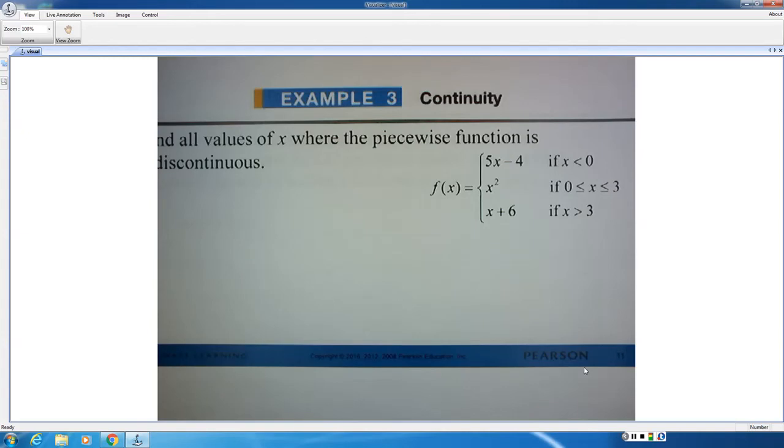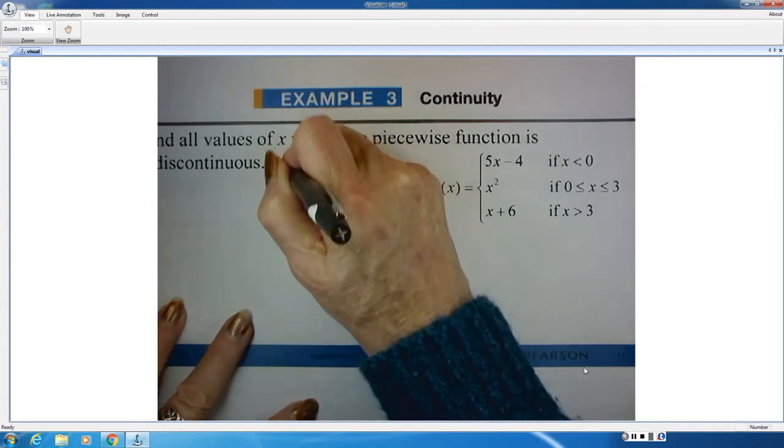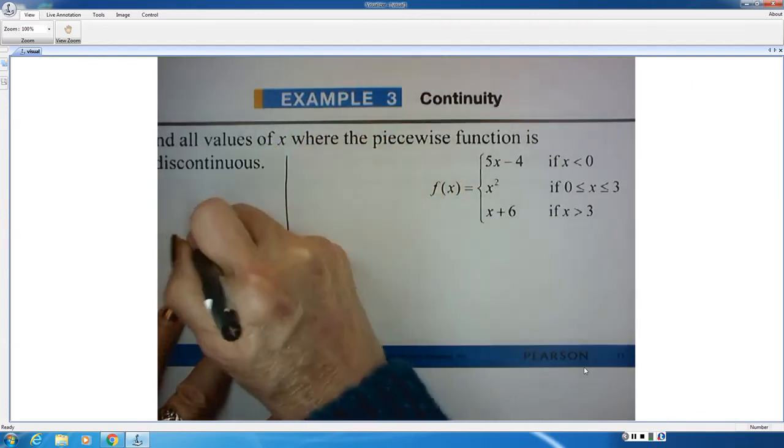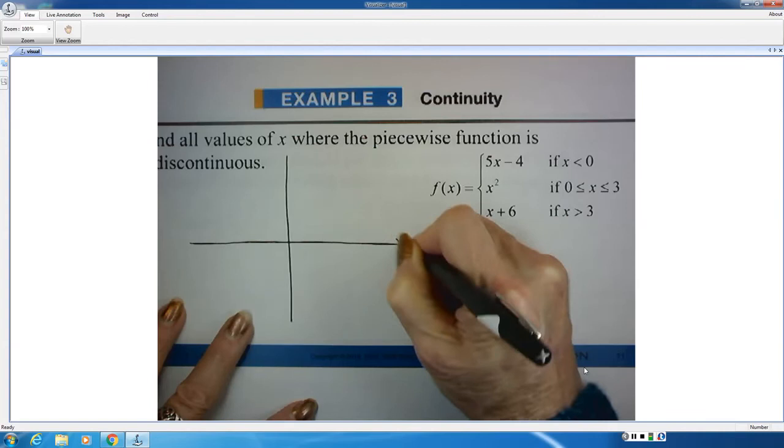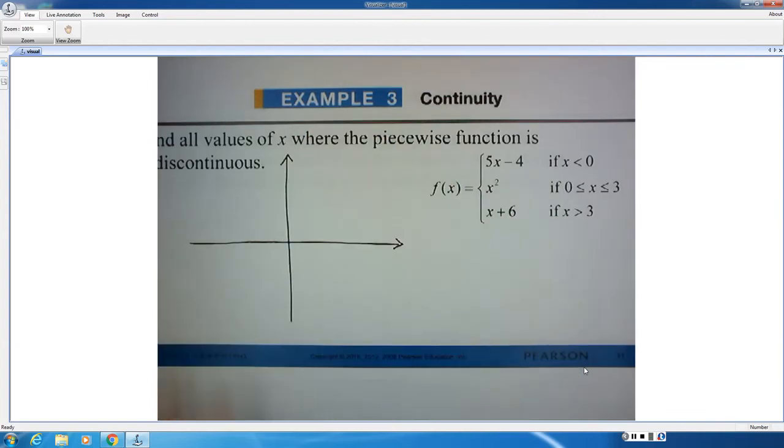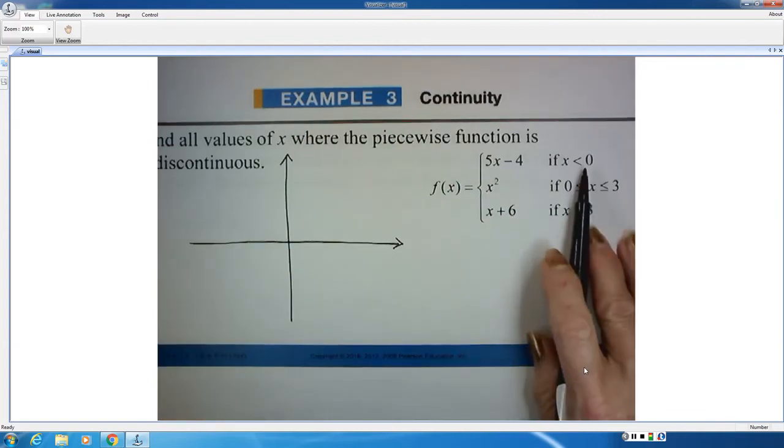Now, if I were to graph this function, I'm going to try to sketch you a graph of it to start with. I'm not going to try to do it on the calculator because this is honestly just easier. I've got to look and see where x is less than 0.